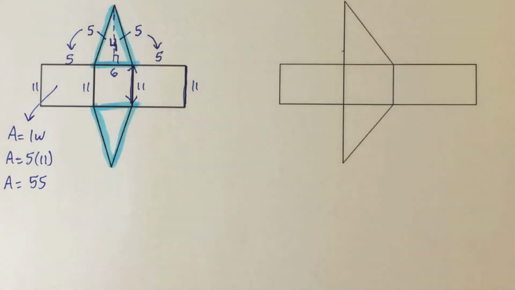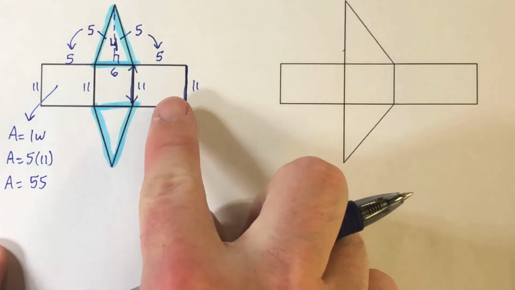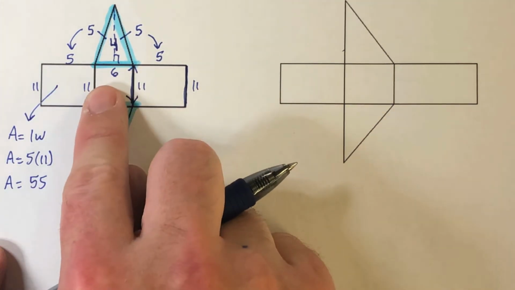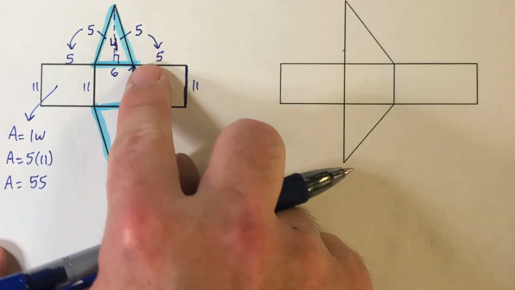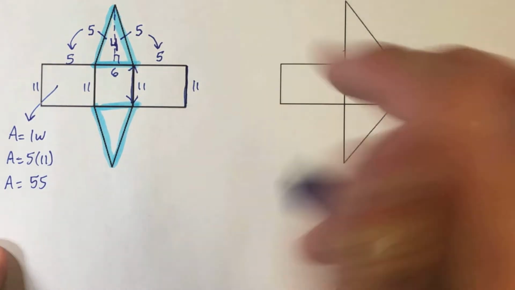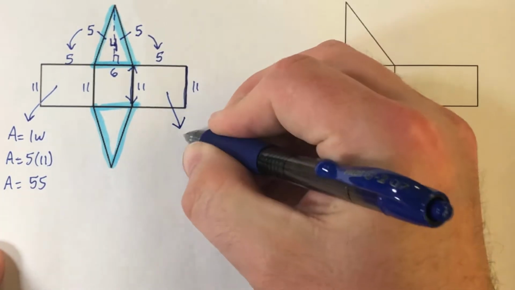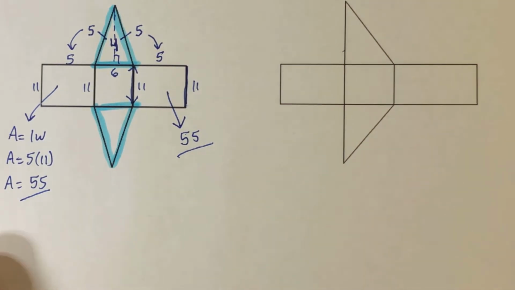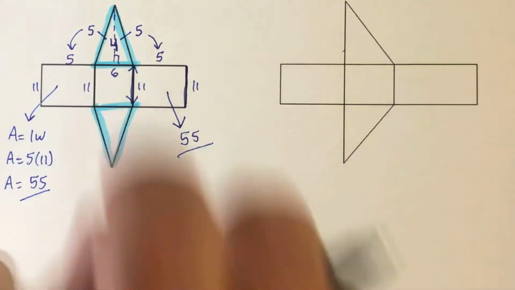Okay, are any of the other rectangles the same? All of them, right? No. This one's 5 by 11. This one's 6 by 11, so it's not the same. This one, however, is 5 by 11 also. So I will go ahead and take a shortcut and say this one's 55 as well. So we already have 2 areas out of 1, 2, 3, 4, 5.